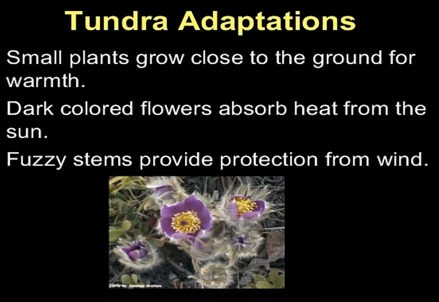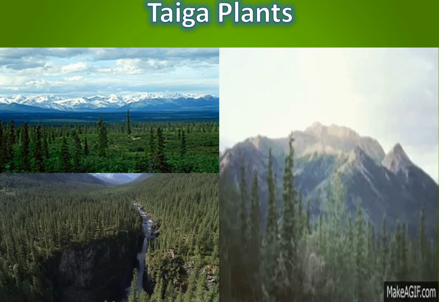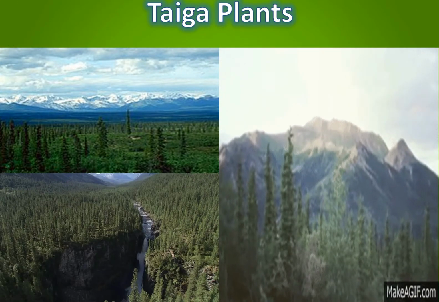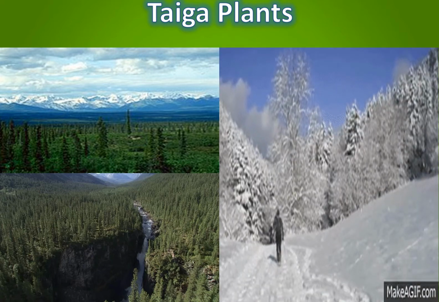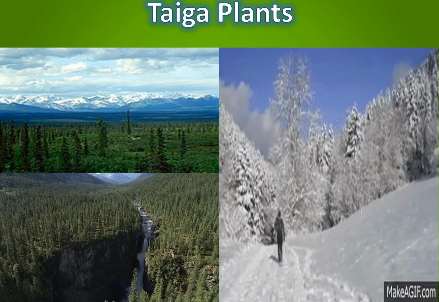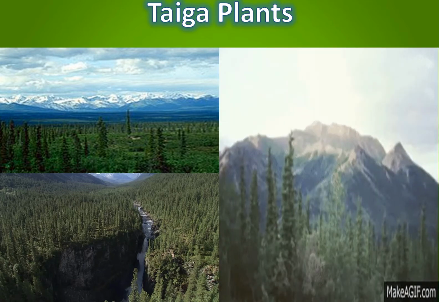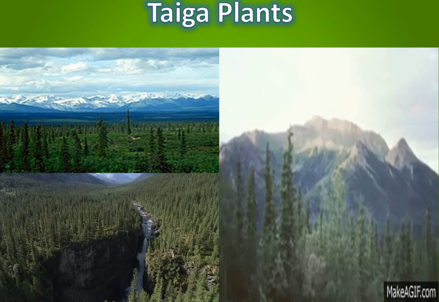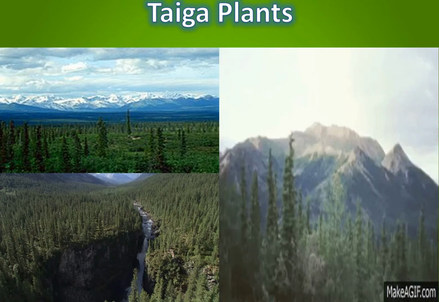Tundra adaptations. Small plants grow close to the ground for warmth. Dark-colored flowers absorb heat from the sun. Then we have fuzzy stems that provide protection from wind. The taiga habitat is mostly dominated by conifers, most of which are evergreen. It has cold winters and hot summers. The soil is acidic and the minerals are poor.